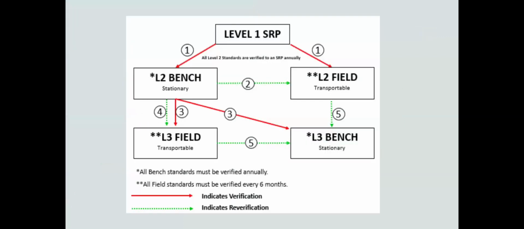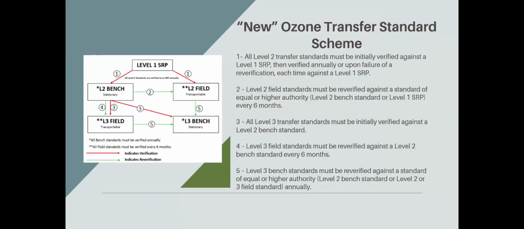We'll zoom in on that. So you can see there's kind of multiple pathways here. It makes it a little confusing, the different ways things can be verified or re-verified. Basically, all level 2s must be verified against the SRP, either annually or if they failed any re-verification.